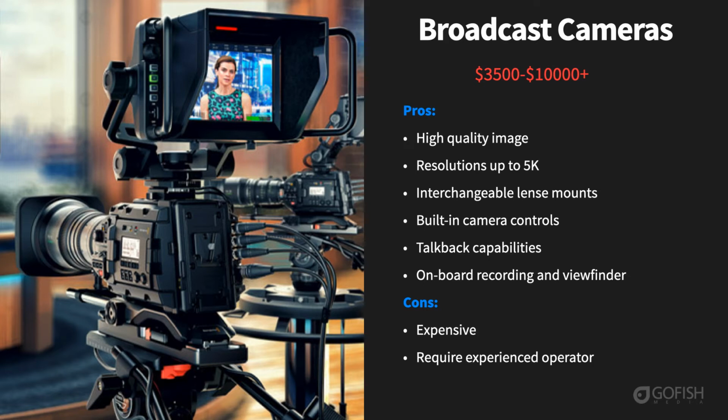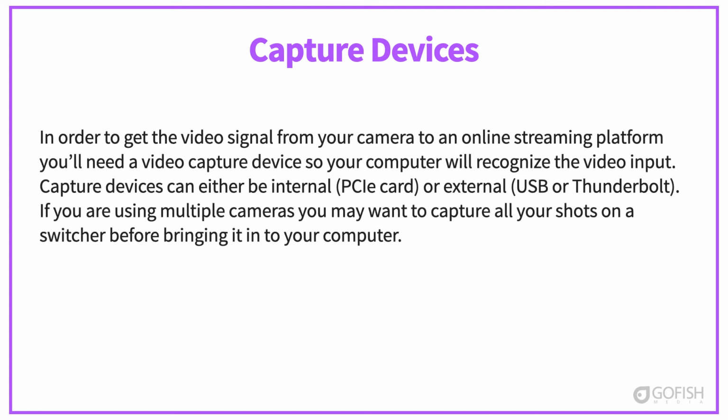So now that we've talked about a few different types of cameras, hopefully that helps you narrow it down and understand what to expect with that, and what's going to work best for your church. But once you've chosen your camera or cameras, the next step is you have to be able to capture that signal. So in order to get that video signal from your camera to your streaming platform, you've got to be able to capture it onto your streaming computer.